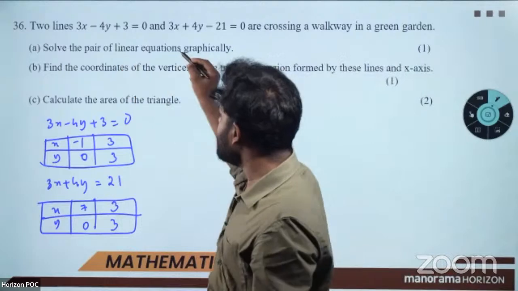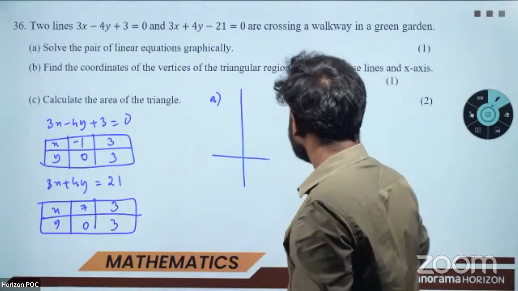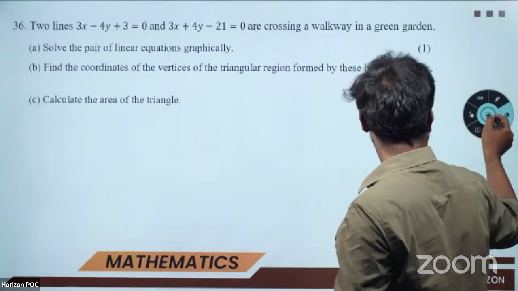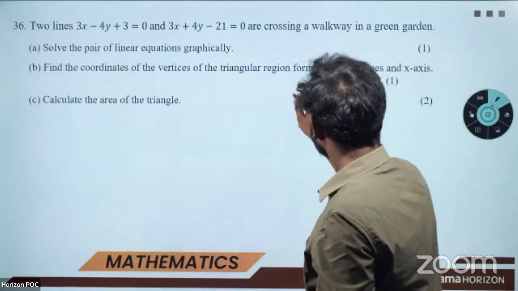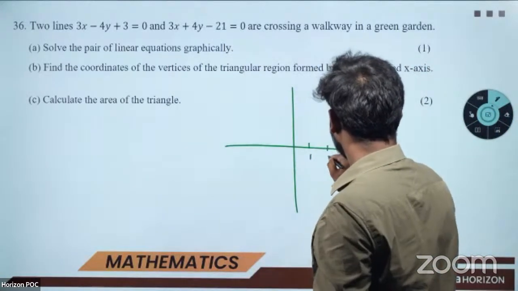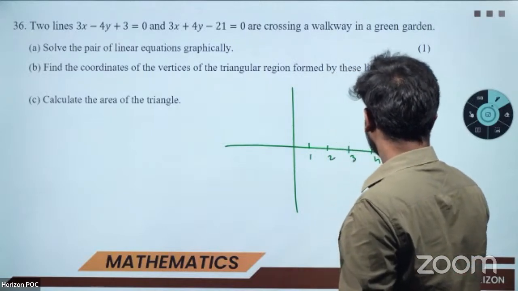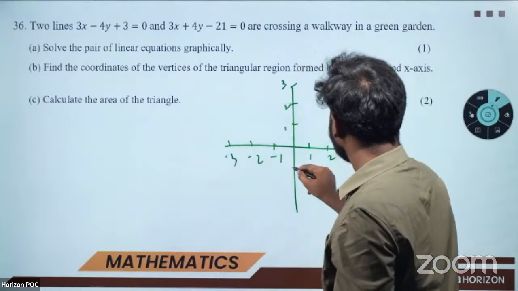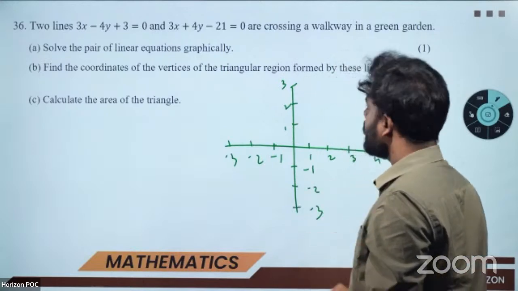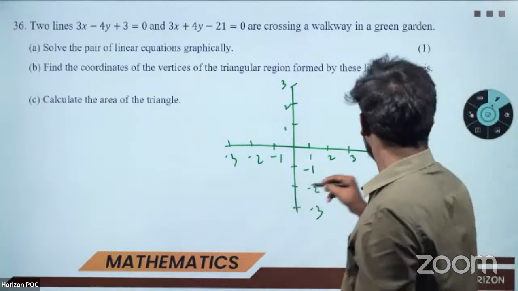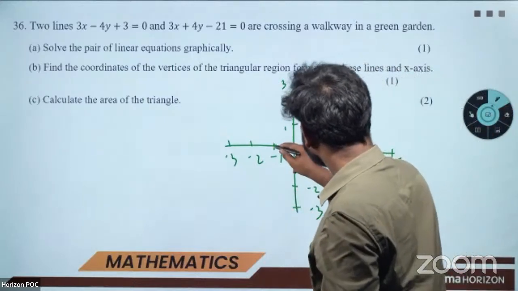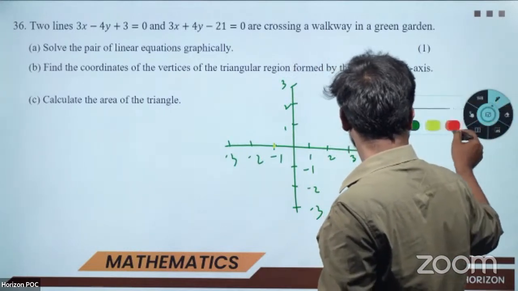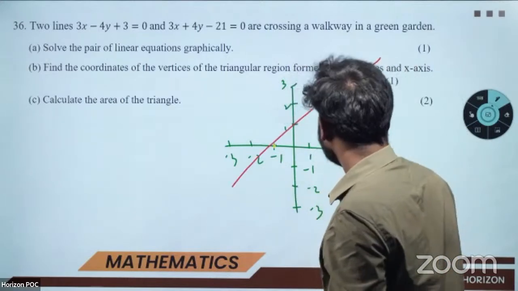Now, solve the pair of equations graphically. So how can I graphically solve that? Just draw the other one. 1, 2, 3, 4, 5, -1, -2, -3, 1, 2, 3. This is a rough diagram I'm drawing. Now the first one will have 2 points, that is -1, 0 and 3, 3. So -1, 0 will be somewhere here, and 3, 3 will be here. So this will be the line for the first equation.